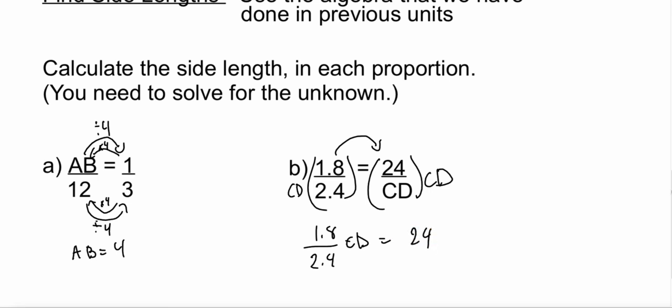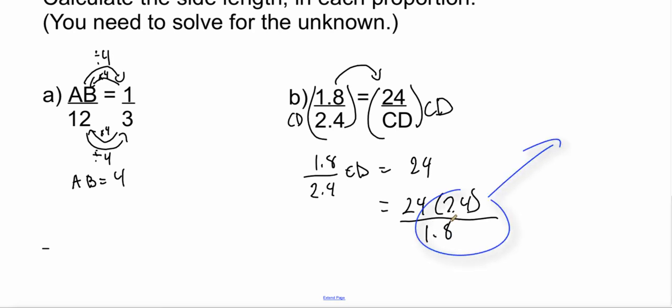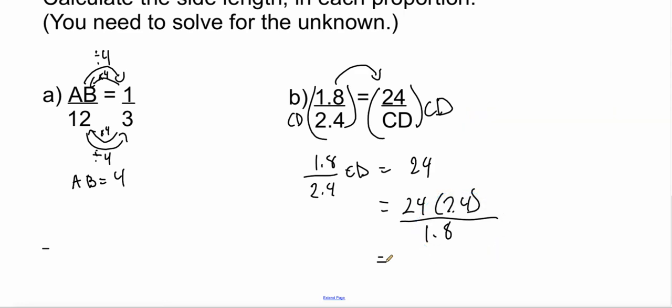Next, what I'm going to do is I'm just going to isolate for CD. So I'm going to times both sides by 2.4 and divide both sides by 1.8. So for this part here, I'm going to look at the common factors. And I'm going to move the decimal place for each of these by 1. And just look at my factors. I'm going to factor each one.